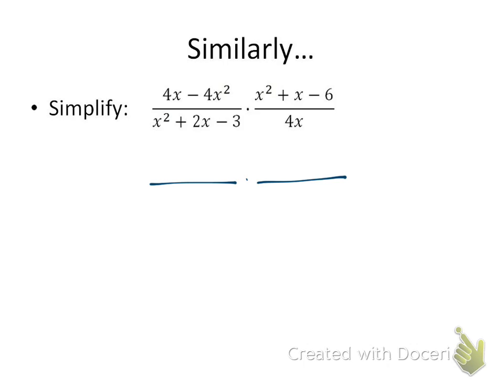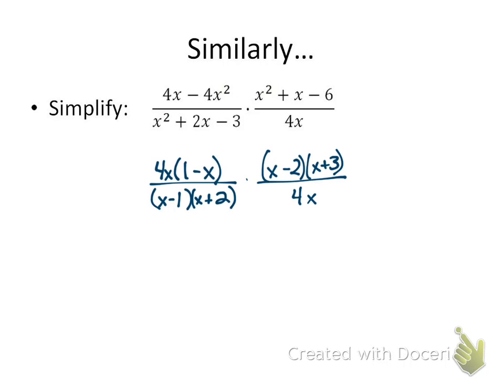In the first numerator, I can pull out a 4x, and I'm given 1 minus x. In the denominator, I'll do multiply, add. What multiplies to negative 3 and adds to give me 2? In the next numerator, multiply, add method, what multiplies to negative 6 and adds to give me 1? And then the denominator is just 4x.